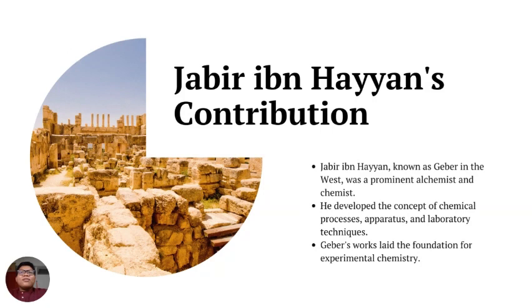One of the key figures in this era was Jabir ibn Hayyan. Jabir was a prominent alchemist and chemist who developed the concept of chemical processes, apparatus, and laboratory techniques. His works laid the foundation for chemistry, and his contributions were instrumental in shaping the field.